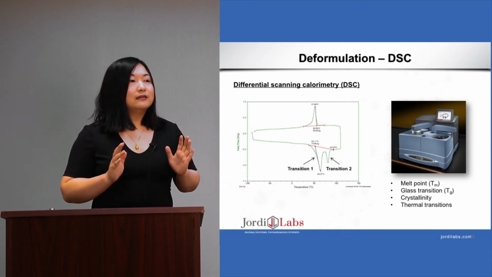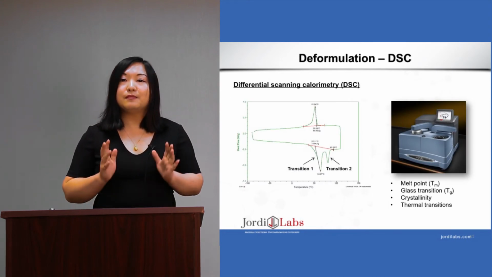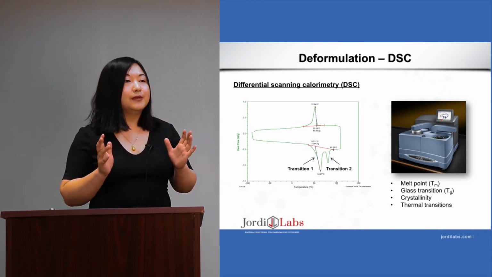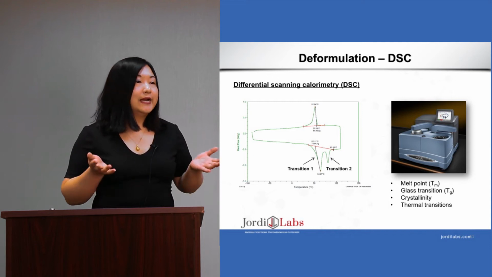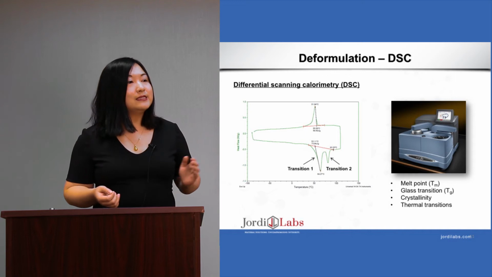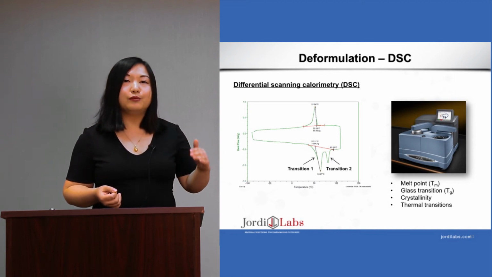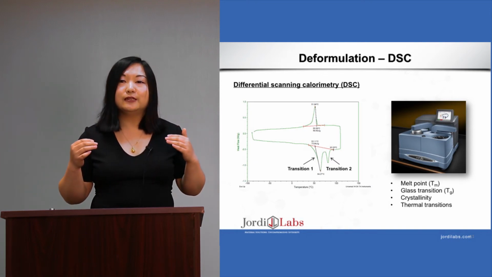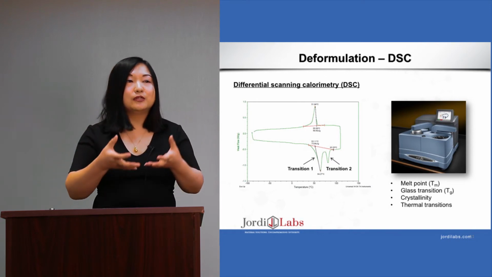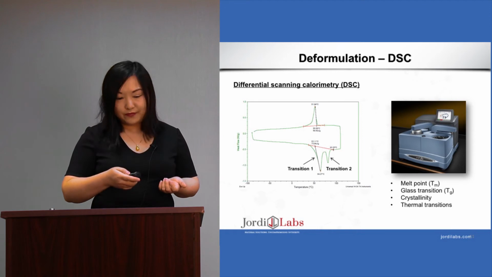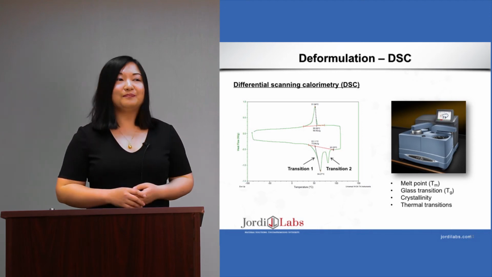DSC is a technique which can give you some thermal information of the product. For example, it can give you information such as melting point, glass transitions, and thermal transitions. In this case, we ran DSC and we observed two distinct thermal transitions, which is an indication that this product is a mixture of compounds rather than one pure compound, which again confirmed what we found earlier.